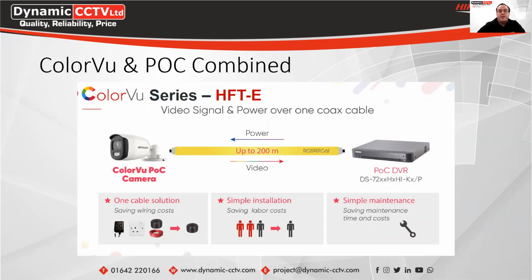Now Hikvision have actually combined both the Colorview cameras with the PoC technology, so you can now buy PoC cameras with the Colorview technology built in. You can power the camera from the PoC DVR, which can achieve up to 200 meters on RG59 cable between the recorder and the camera, and you still get the benefits of the full color images even in the night time, and that will also supply the power to the Colorview LED white light on the actual camera itself. So there is that benefit there as well.